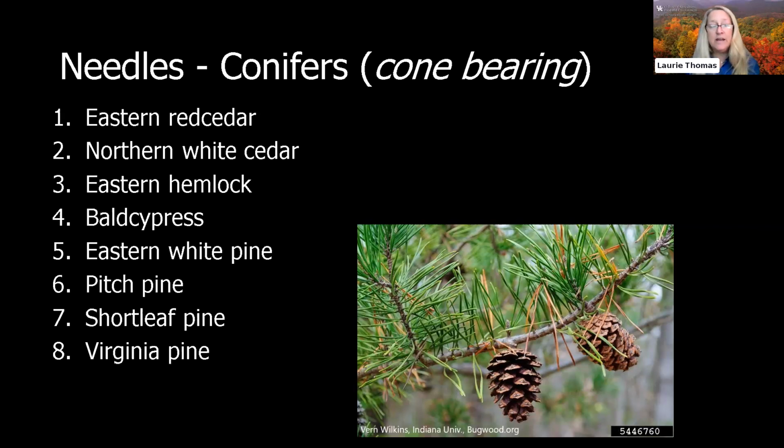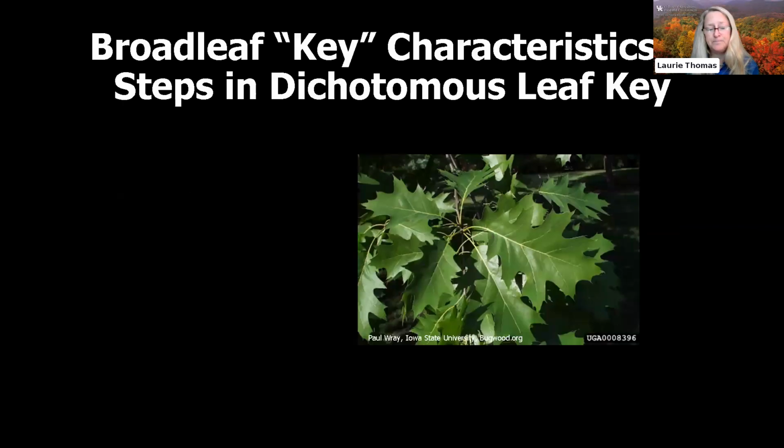So those are our needle type trees, or our conifers that we would find in Kentucky. And the Tree Finder, the little book, does actually have all of those trees in there. That's going to be in the first part of the key, so we won't go through any of those. But some of the characteristics that we're going to use when we're using our Tree Finder or our dichotomous key when we're looking at leaves. Remember the first one, are they needles or are they leaves?